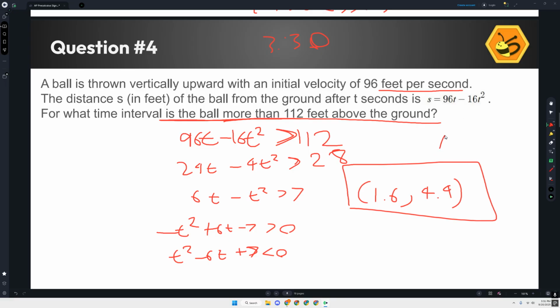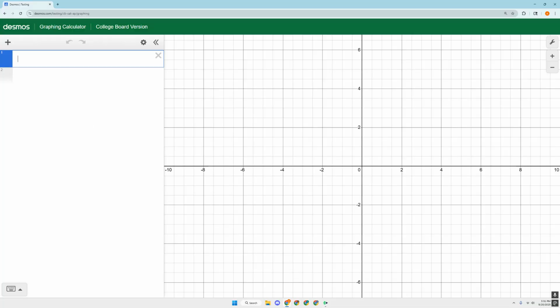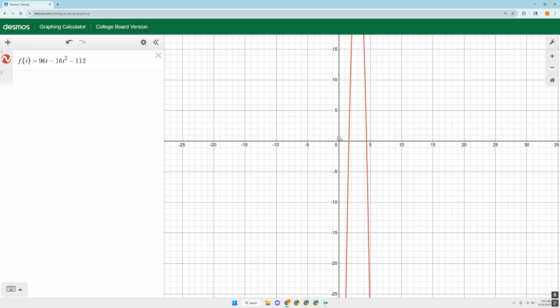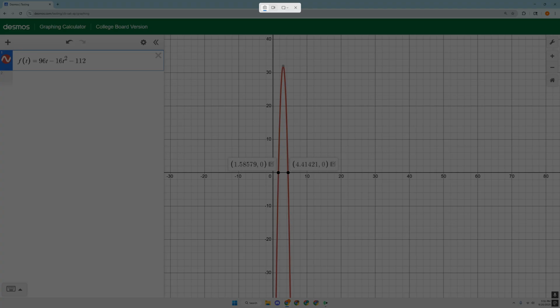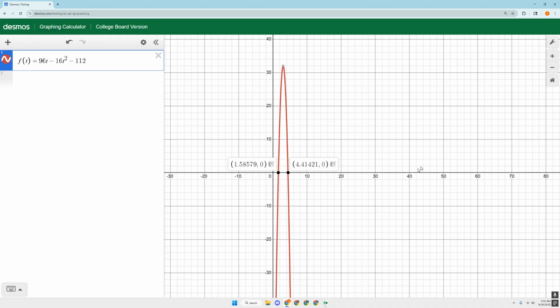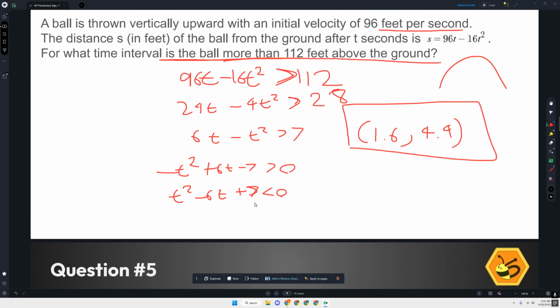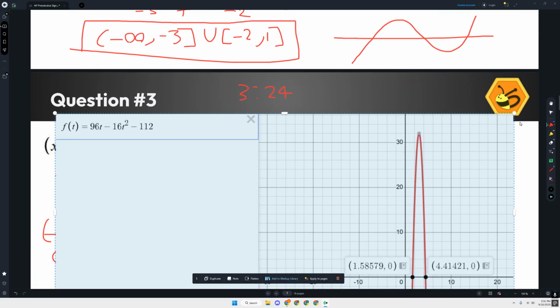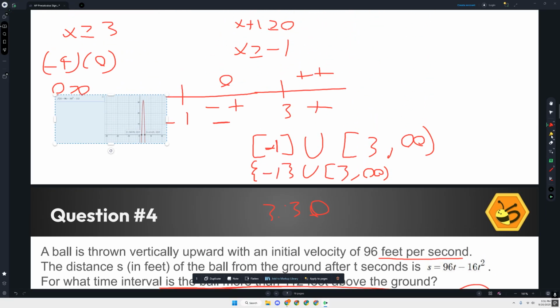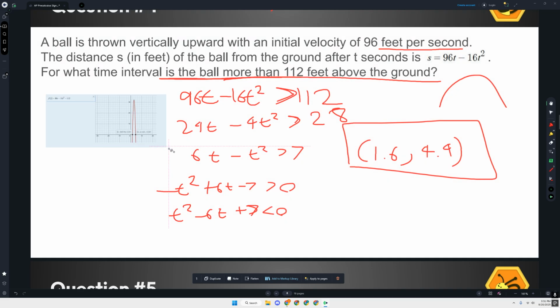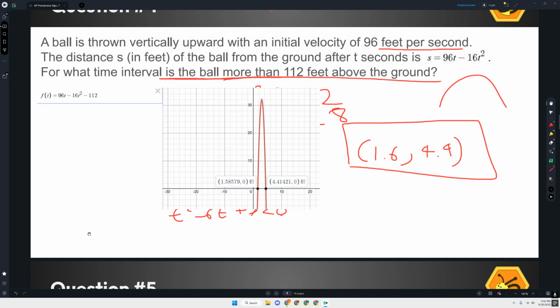It would look something like this, is what your quadratic would look like. So let me pull up Desmos real quick and send the screenshot of what that looks like. It's in seconds, so this is what our graph would look like. Make it bigger. This is what our graph would look like.